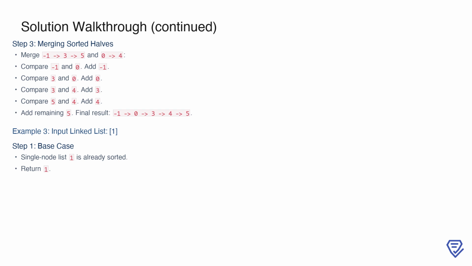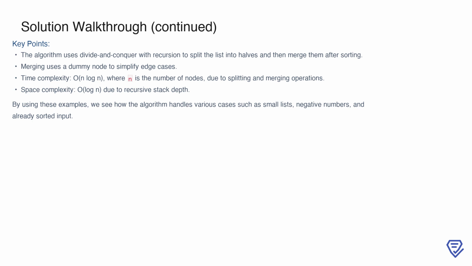Since it is a single-node list, it is already sorted, and we simply return the node as is. To summarize, the algorithm employs a divide and conquer strategy, breaking the list into smaller parts recursively and then merging them back together in sorted order. The merging process utilizes a dummy node to simplify edge cases, ensuring a smooth and efficient merge.